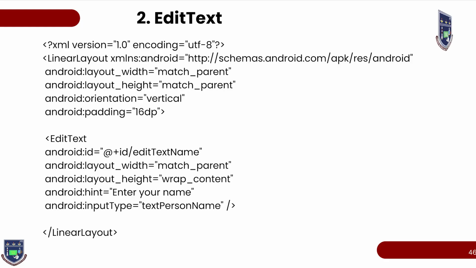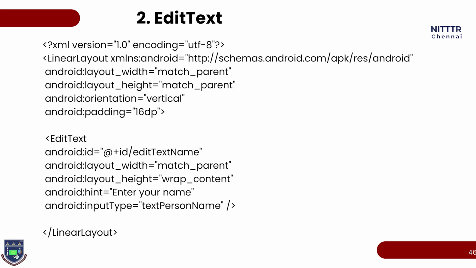Then the second option is EditText. First we have seen the TextView, so next we'll see EditText. EditText is a user interface control that allows users to enter some text. Here we can create it in two ways: as usual, through the XML file and the activity file. First we'll see how to create this EditText in the XML file. The first element is the LinearLayout, a container that arranges its children either vertically or horizontally.